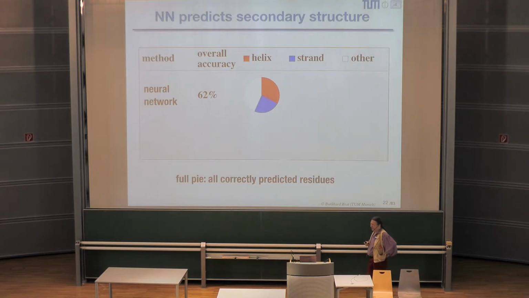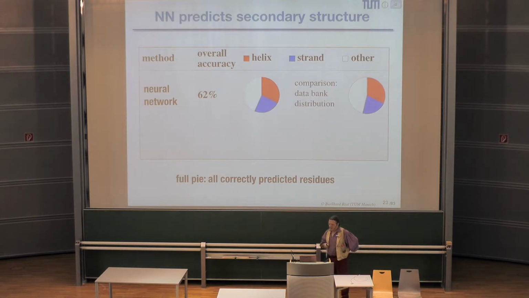Now when I look at whatever it learned after some time, and I ask what fraction of the correctly predicted residues are in one of these 3 states, helix red, beta strand blue, and other white here, you see that indeed other is predicted the best, second best helix, and the poorest is beta strand. Now, what you see in the database is this one.